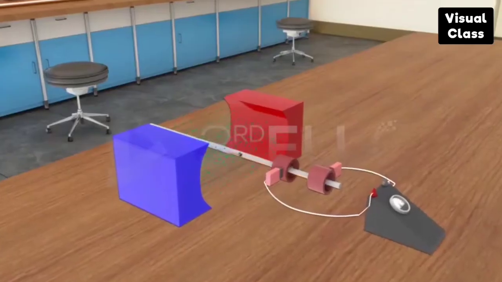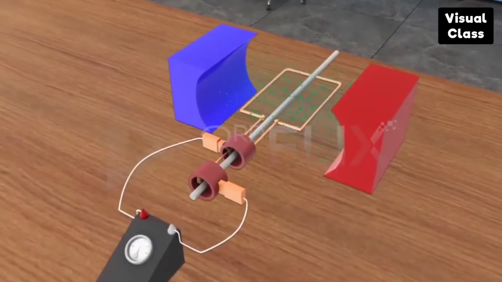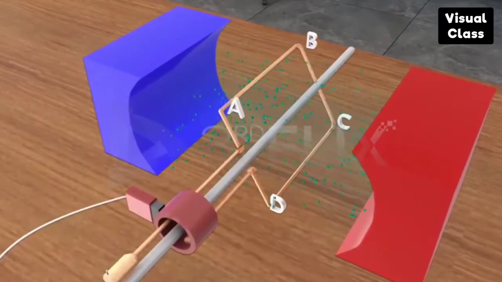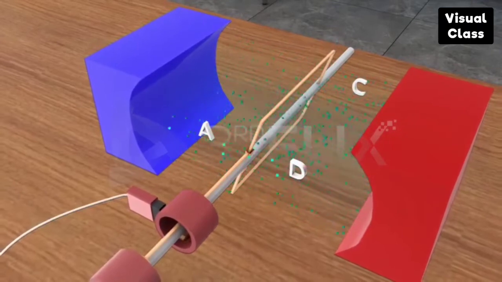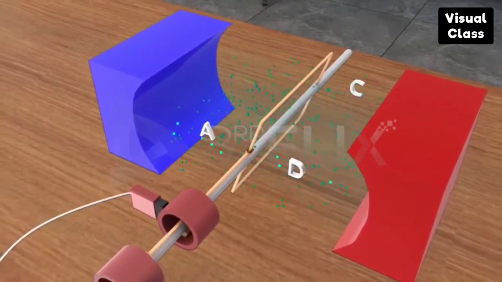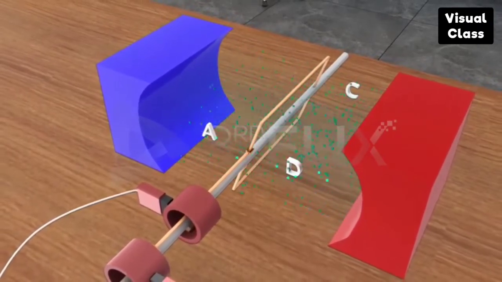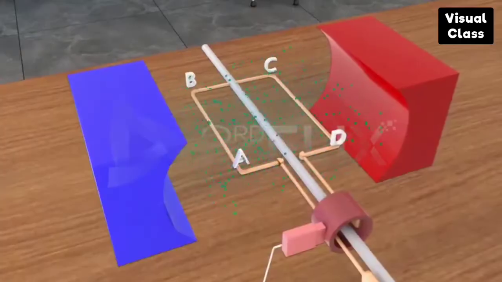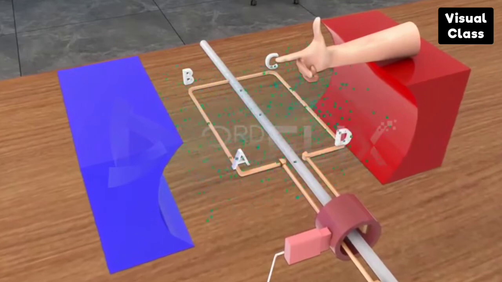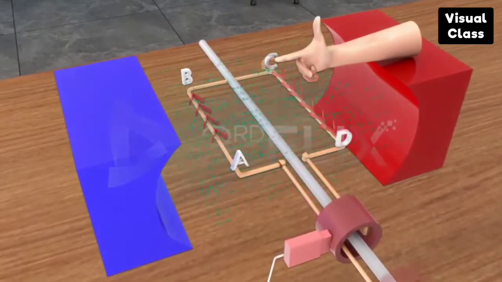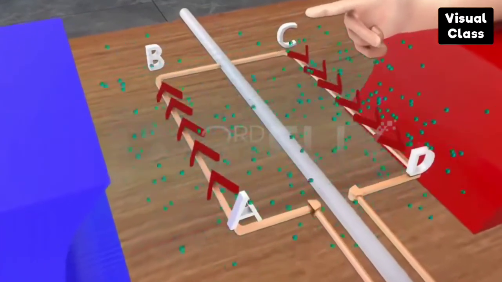Let us understand the working of a generator. When the axle attached to the two rings are rotated such that arm AB moves up and CD moves down, the magnetic field associated with the coil changes. This changing magnetic field associated with the coil induces a current in the circuit, a phenomenon known as electromagnetic induction. By the application of Fleming's right-hand rule, induced current in the arms is from A to B and from C to D. Thus, the induced current flows from the path ABCD in the coil.